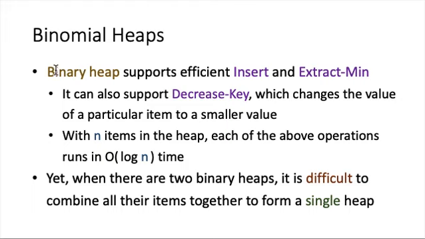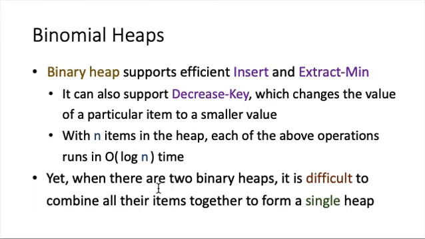So first of all, let us recall the binary heap. This is the heap that we have already studied a long time ago. A binary heap supports efficient insert and extract min operations. In fact, a binary heap also supports the decrease key operation, and this operation can change the value of a certain node to a smaller value. All these three operations can be supported in order of log n time, where n denotes the number of items in the heap.